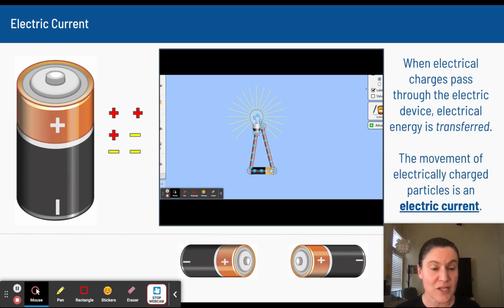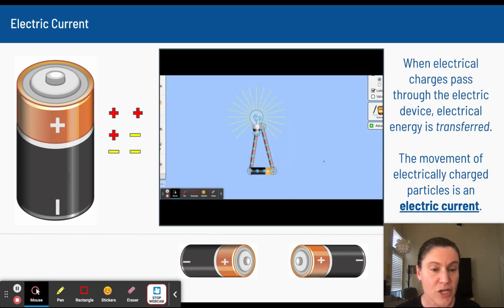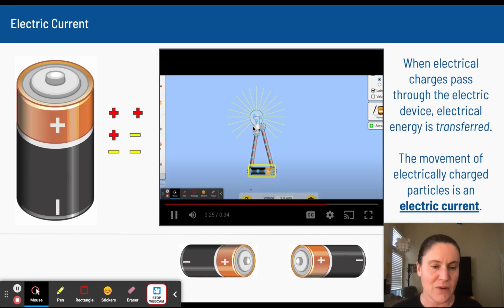The movement that we're watching of those negatively charged particles moving through our conductor, I'm going to keep this playing in the background. That movement of electrical charges is called our electrical current. That is our electrical current. We are creating a current of negatively charged particles moving from our electric energy source through our electric conductors to our electric device, where we are transferring some of that energy, and then back through our conductor and into our battery.